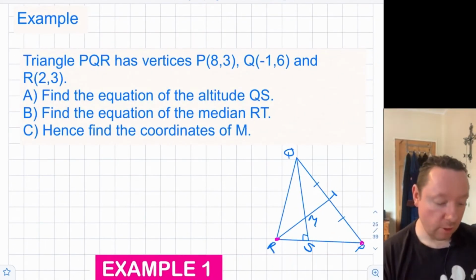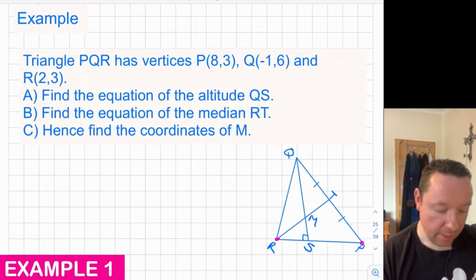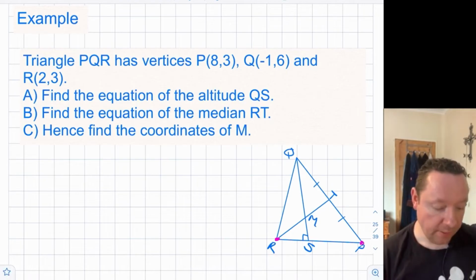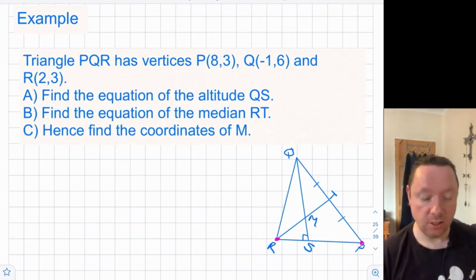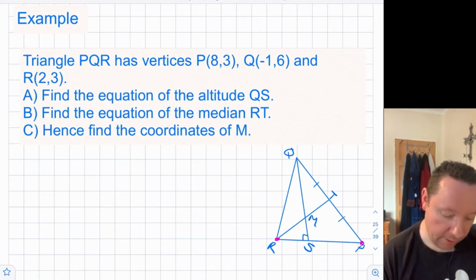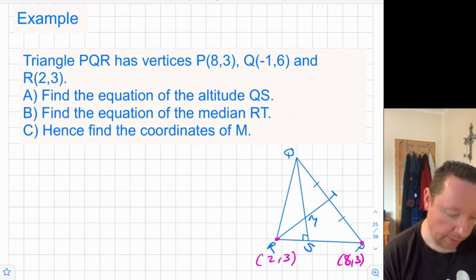Okay, our example says triangle PQR has vertices P(8, 3), Q(-1, 6), and R(2, 3). We need to find the equation of the altitude, a median, and the coordinates of M, which is the point of intersection, as you can see on the diagram. So let's take a note of some of our points: P is 8, 3, and then R is 2, 3, and Q is up here at -1, 6. Obviously, not a very accurate diagram, but that is okay.